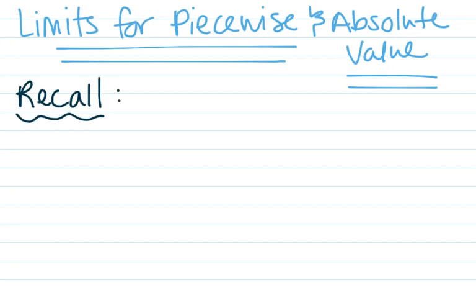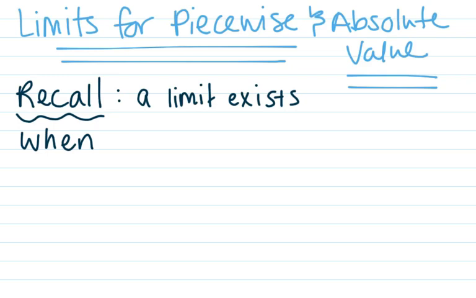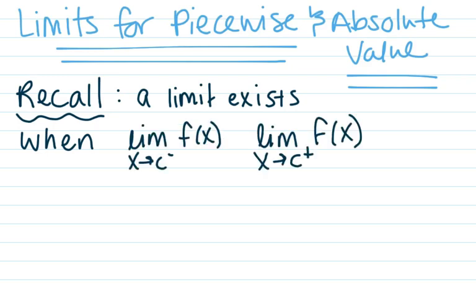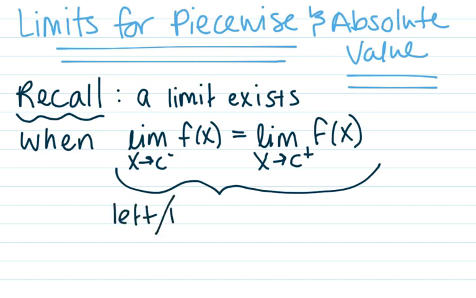Before we get going, I want you to recall that a limit exists when the limit as x approaches c from the left of f of x equals the limit as x approaches c from the right of f of x. And this is just the formal notation way of saying that basically the left and right hand limits agree with each other or equal the same thing.